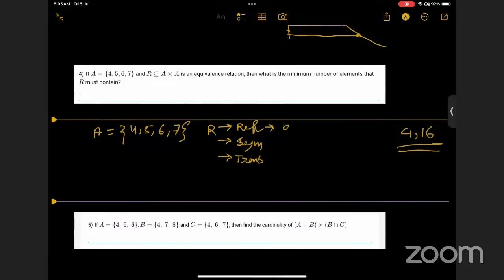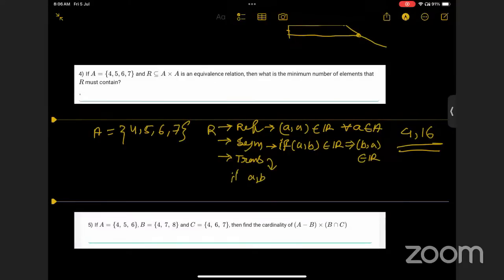R is reflexive means (a, a) will be in R for every a belongs to A. R is symmetric means if (a, b) is in R, then it will imply that (b, a) will be in R. And R is transitive means if we have (a, b) and (b, c) in R, then it will imply that (a, c) will be in R. So these are the definitions.